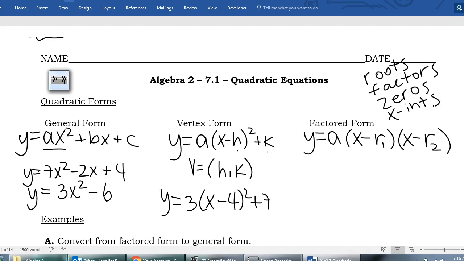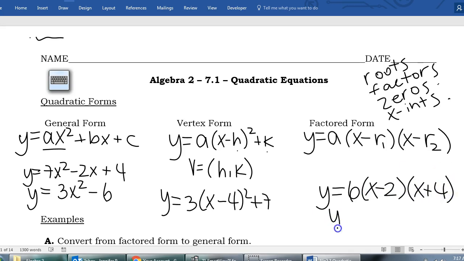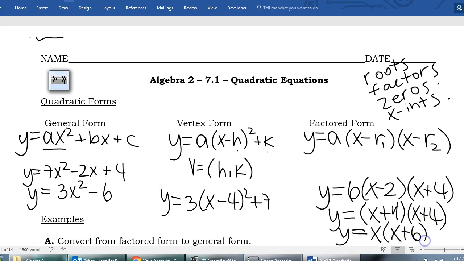So that is where the graph would cross the x-axis, or where y would be equal to 0. That's where those words kind of come from. An example of that could be y equals 6 times x minus 2 times x plus 4. And I'm going to do one more, where maybe your leading coefficient is a 1, so you would just leave it off. And maybe that leading coefficient is a 1, and one of your roots is 0. So 3 different examples that would all be factored form.